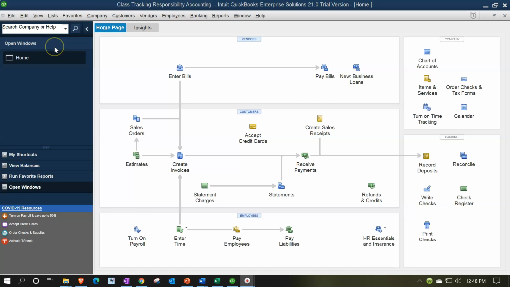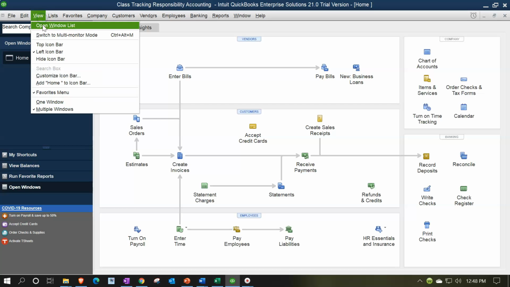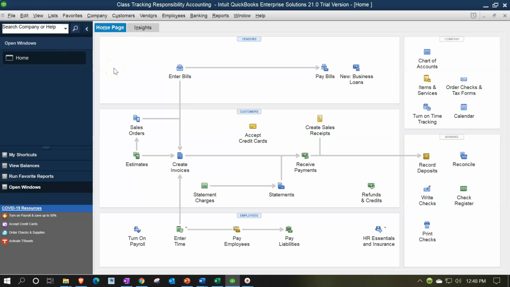We currently have the open windows open. You could open the open windows by going to the View dropdown, selecting the Open Windows list. We're going to be looking at the balance sheet by class.